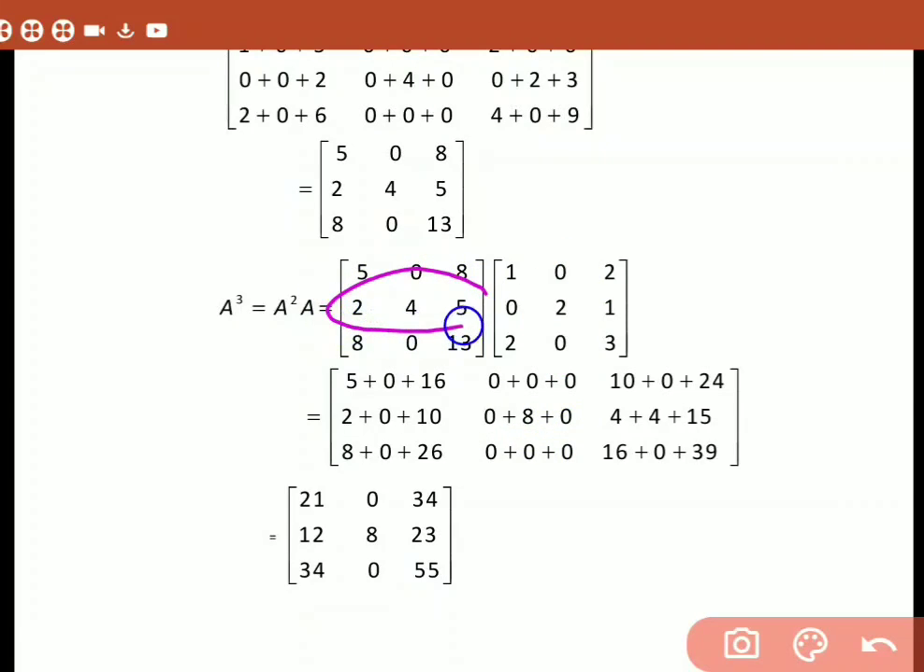Next one is second row into third column. Corresponding elements: 2 into 2 is 4, and 4 into 1 is 4, 5 into 3 is 15. Lastly, third row with first column: 8 into 1 is 8, 0 into 0 is 0, 13 into 2 is 26.